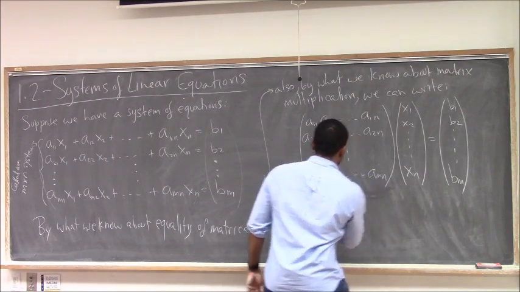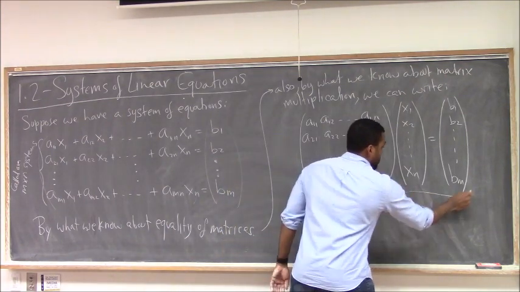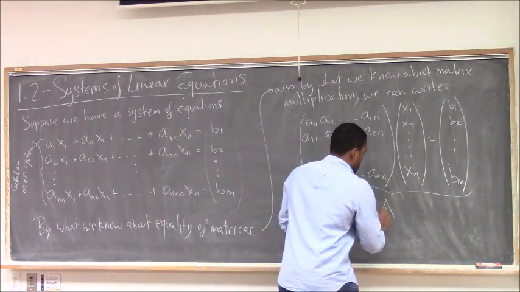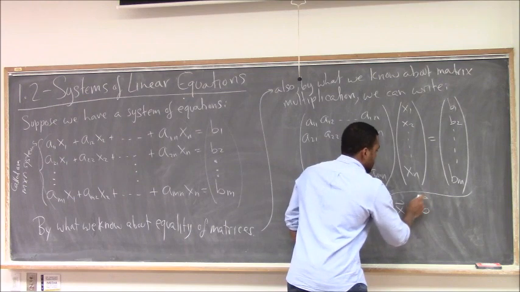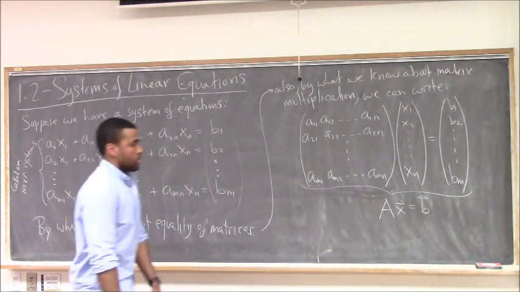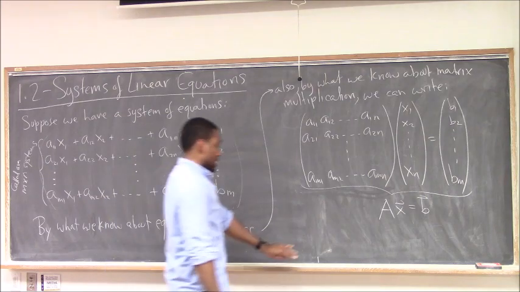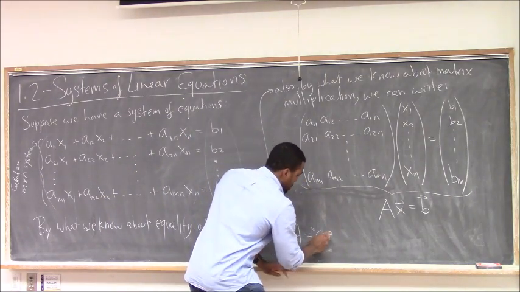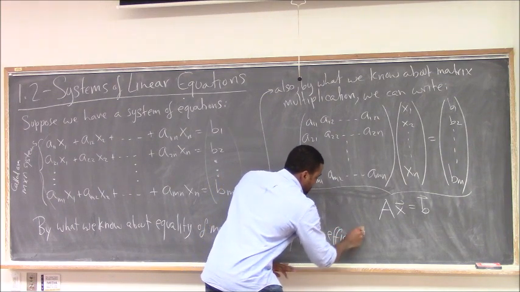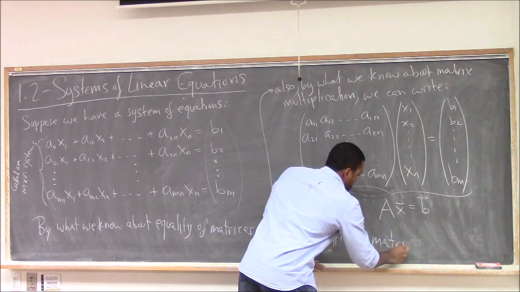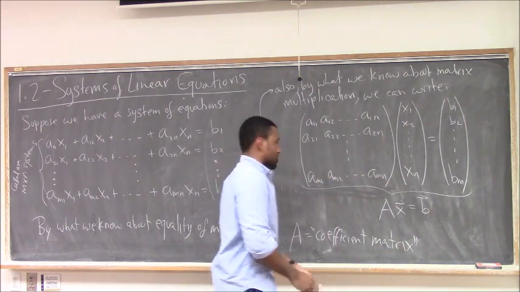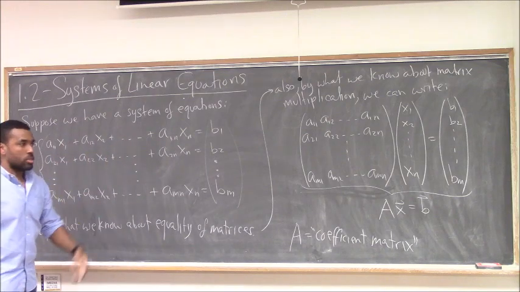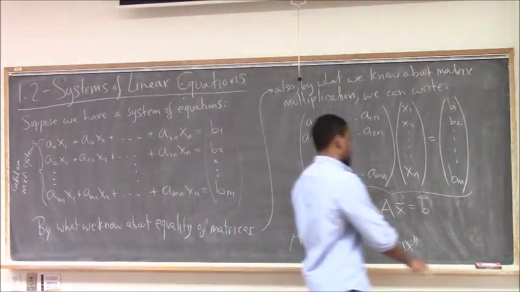There's a standard way to represent this system. Whenever we're thinking about the system, we can write an abbreviation AX equals B. And we have names for these. A is called the coefficient matrix, because it's the matrix of coefficients. It's just the matrix that has all the coefficients of all my variables in it, so it's called the coefficient matrix.